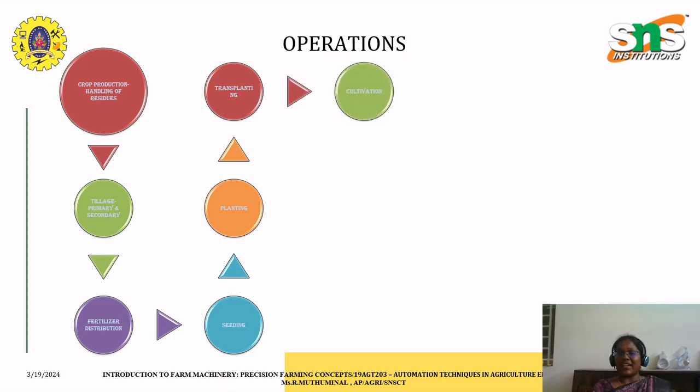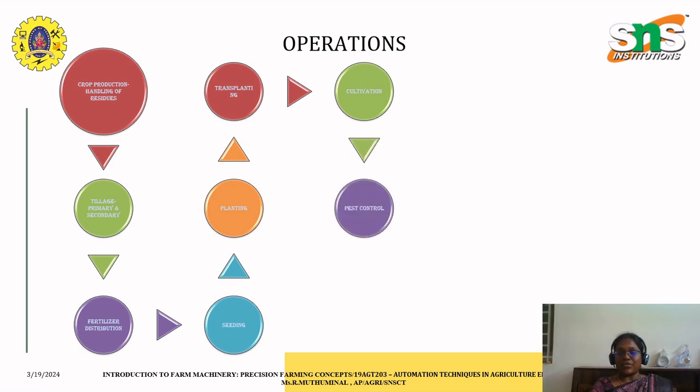The next step is cultivation. Here we have to monitor the irrigation procedures, and also we have to monitor the availability of soil moisture for the crops so that it will have a greater impact on the crop cultivation.